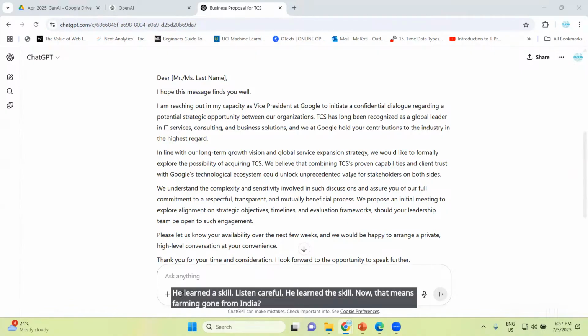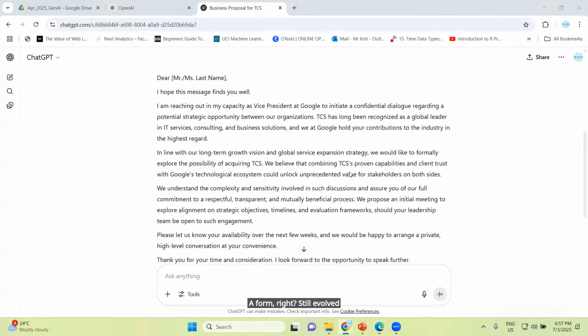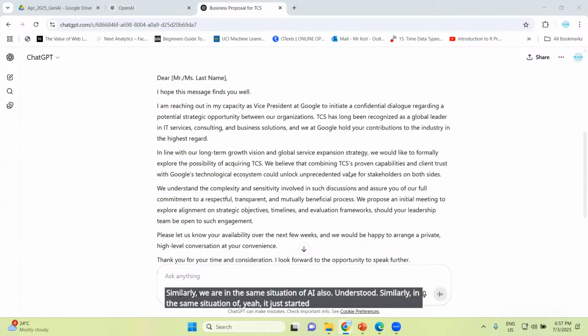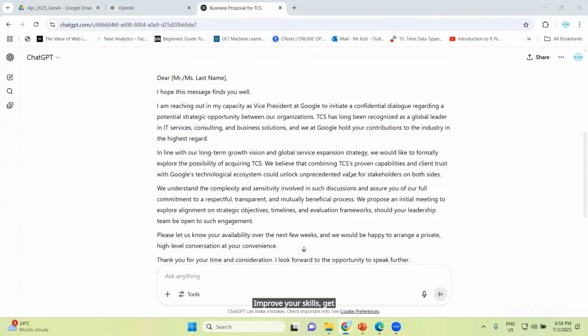A farm, right? Still, it has evolved a lot. They are earning a lot. Similarly, we are in the same situation with AI also. Understood? Similarly, we are in the same situation with AI. It has just started. By learning this, improve your skills and get more opportunities.